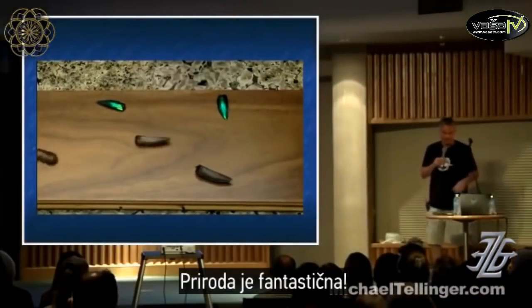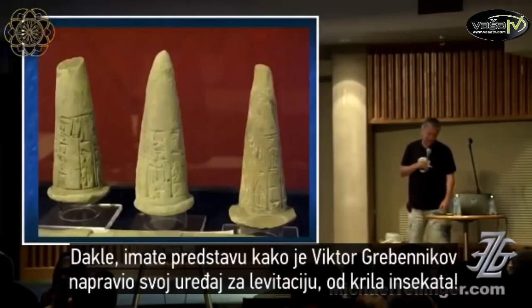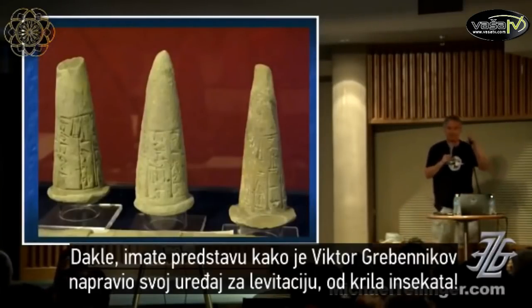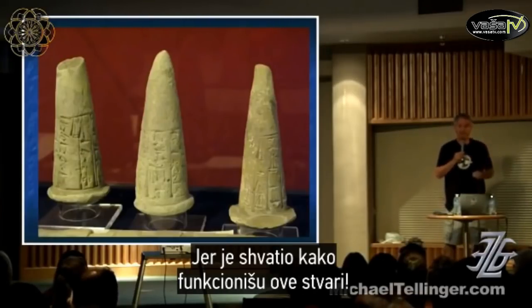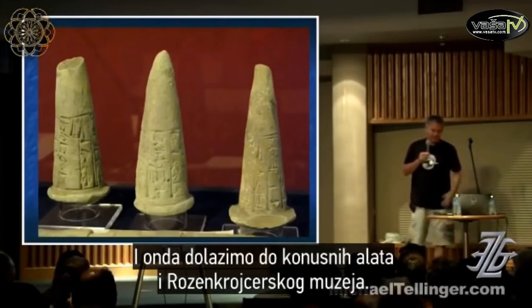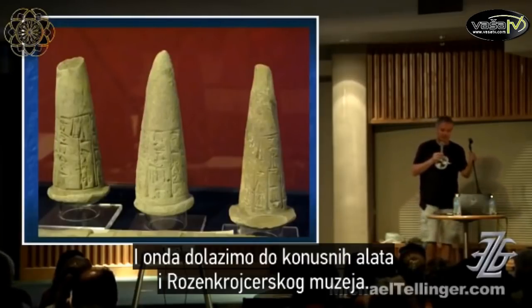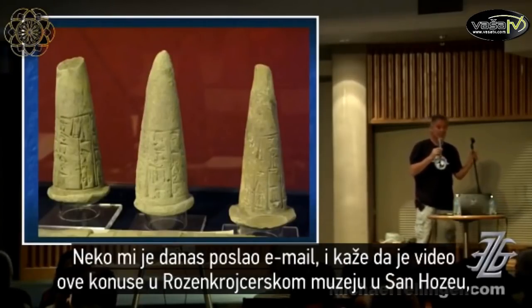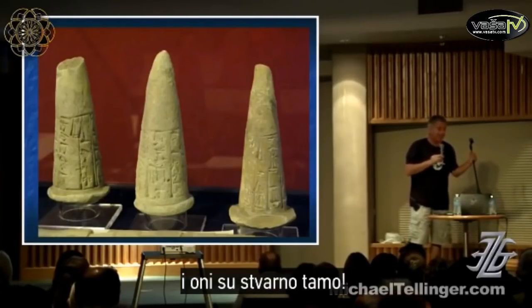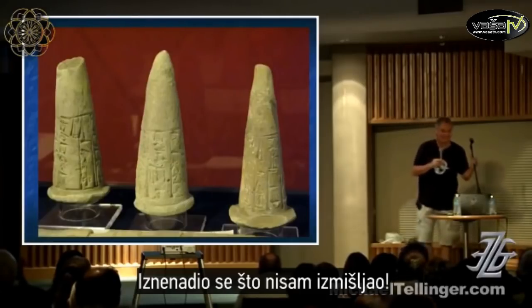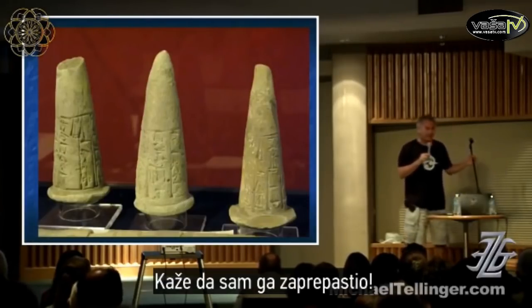Nature is fabulous. So there you have an idea how Viktor Grebennikov built his little levitation device out of bugs' wings, because he figured out how these things work. And then we get to the cone-shaped tools in the Rosicrucian Museum. Somebody emailed me today saying he went and saw these cones in the Rosicrucian Museum in San Jose, and they're really there. So he was surprised that I wasn't making it up. He said I blew his mind.